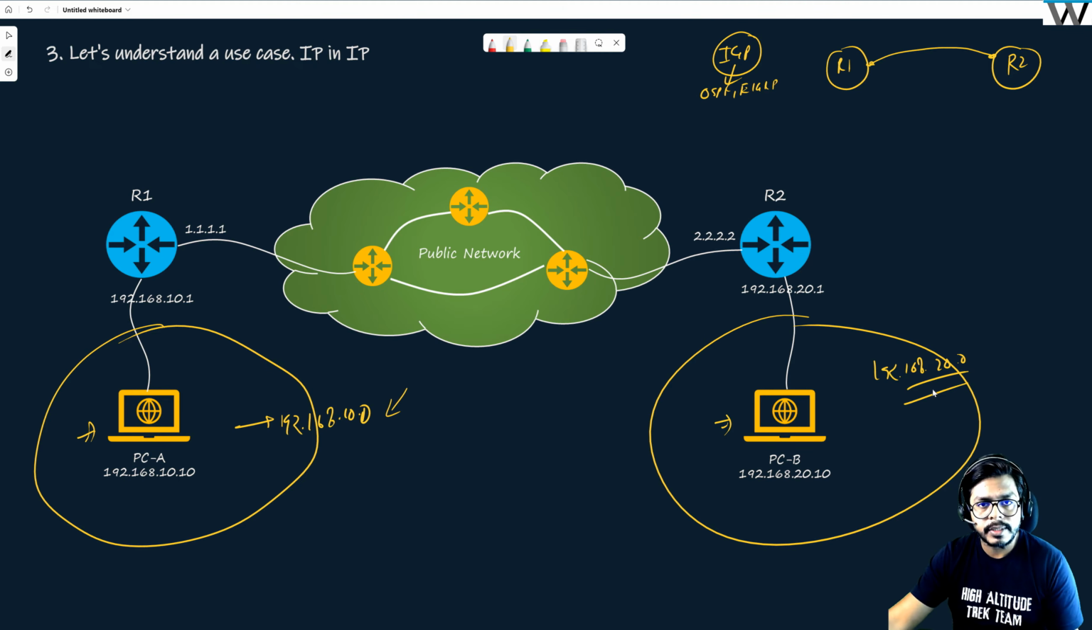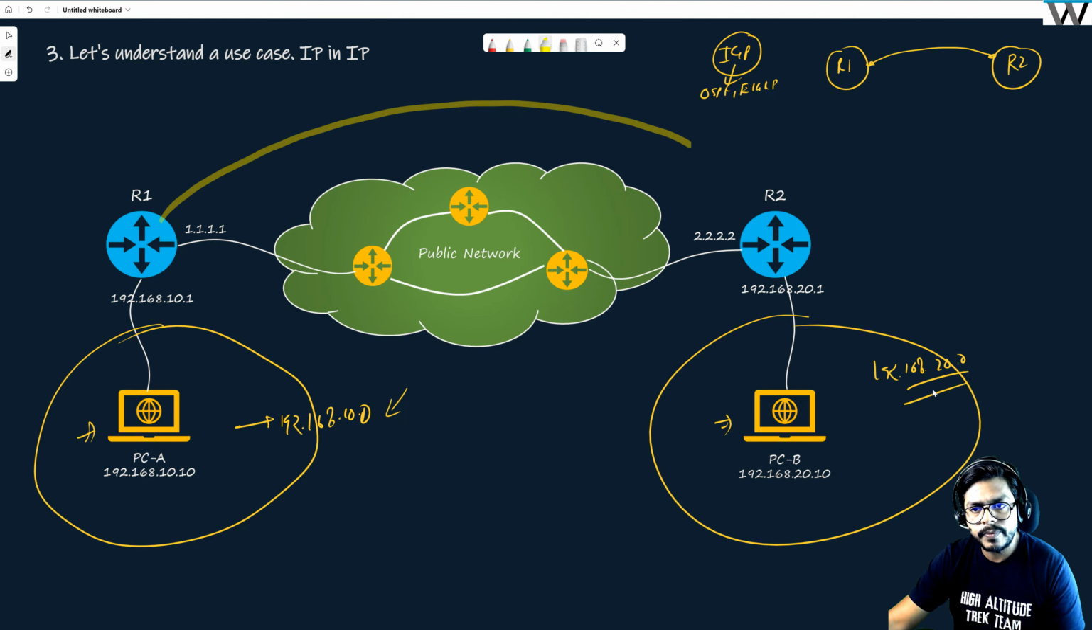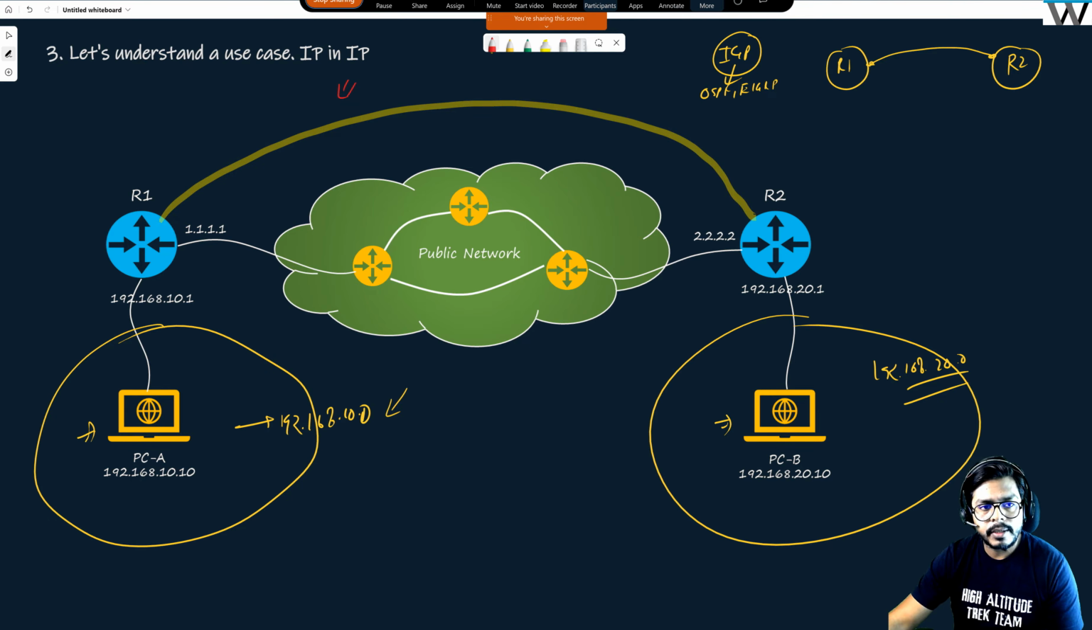And here is the solution. Wouldn't it be nice if I were able to connect this R1 to R2 over some virtual kind of link? Then you must be thinking, what is this virtual link? What is actually this?